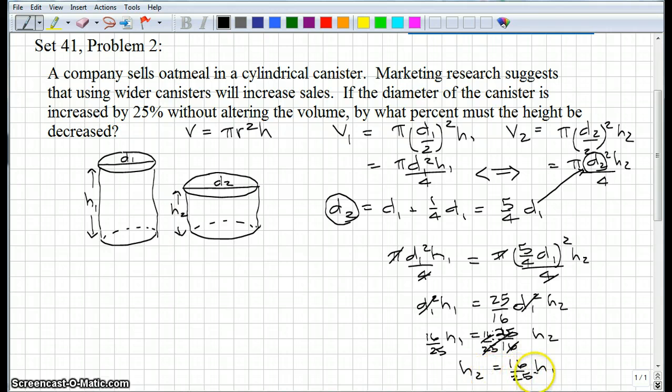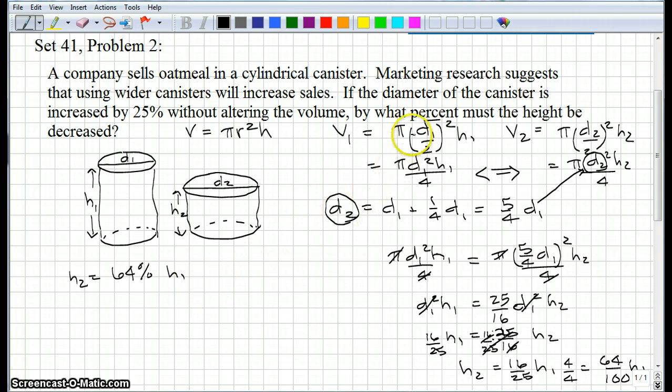So 16/25, now we want a percentage. By what percent? I'm seeing 25, and to get a percentage I want how many out of 100. So let's multiply this by 4/4. And then what do we get? We get 64/100 H1. So now we have that H2 is equal to essentially 64% of H1.